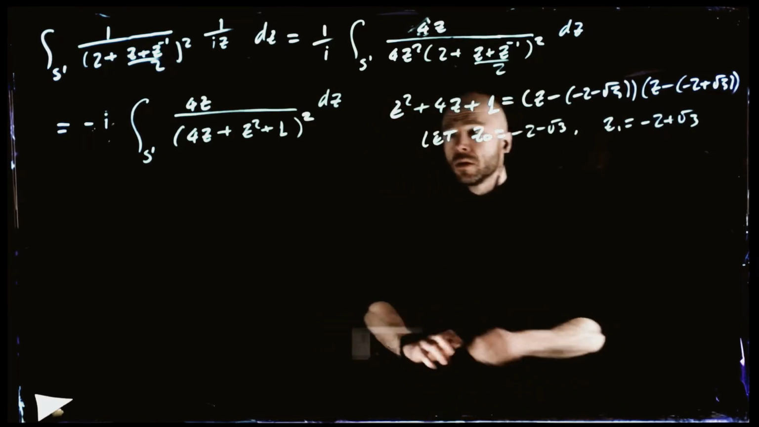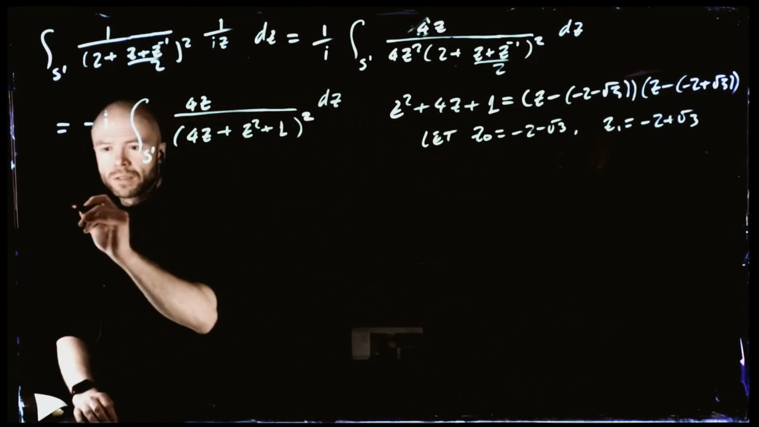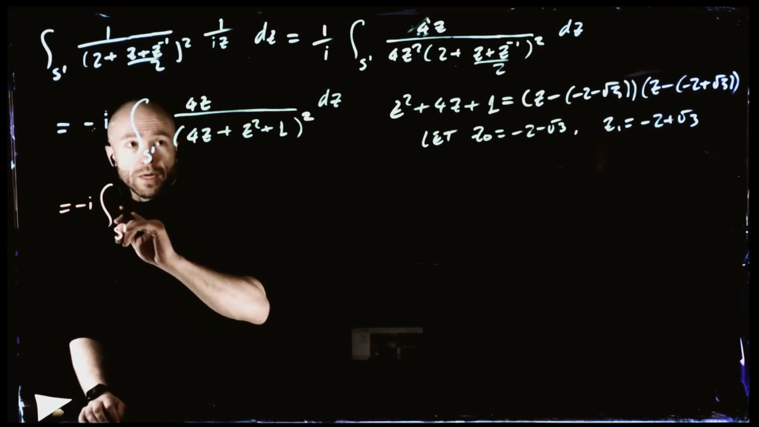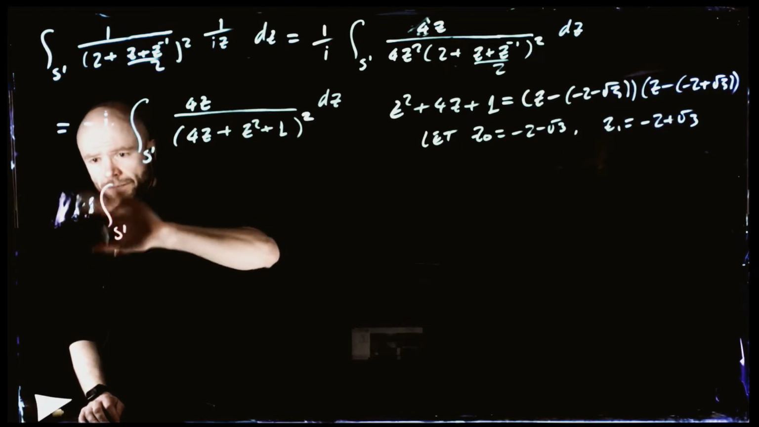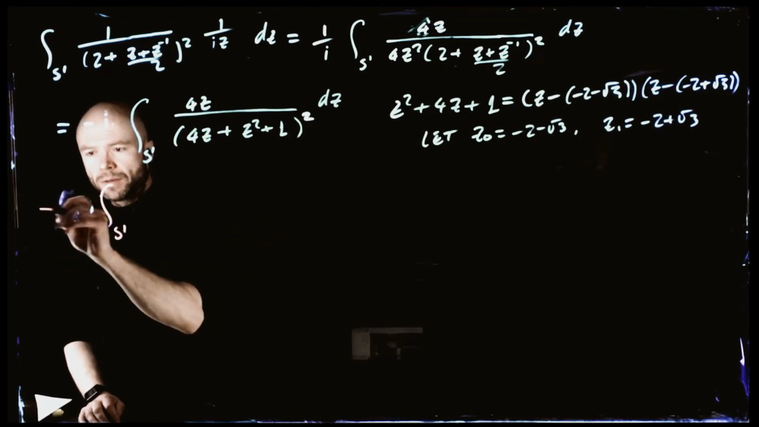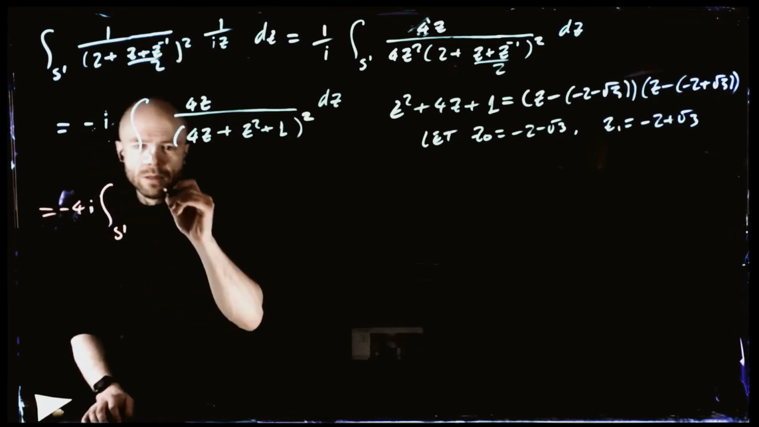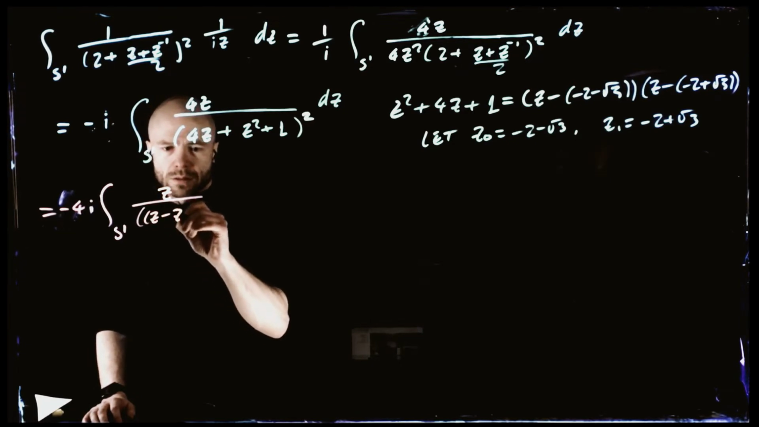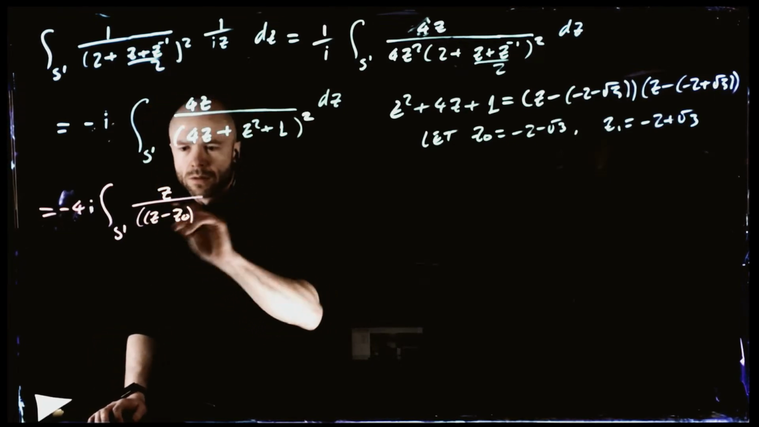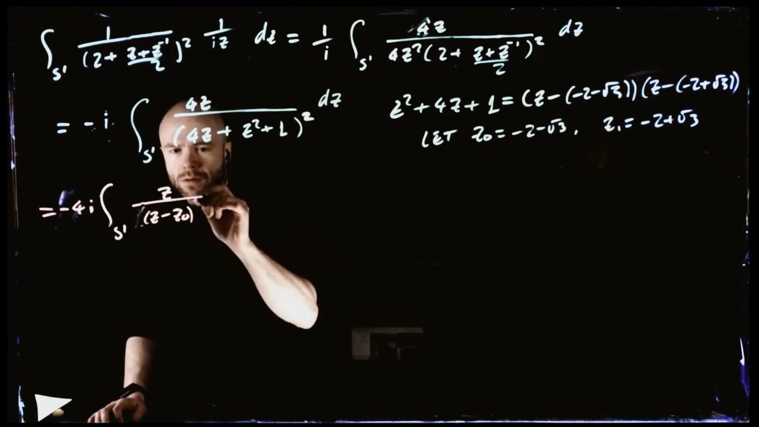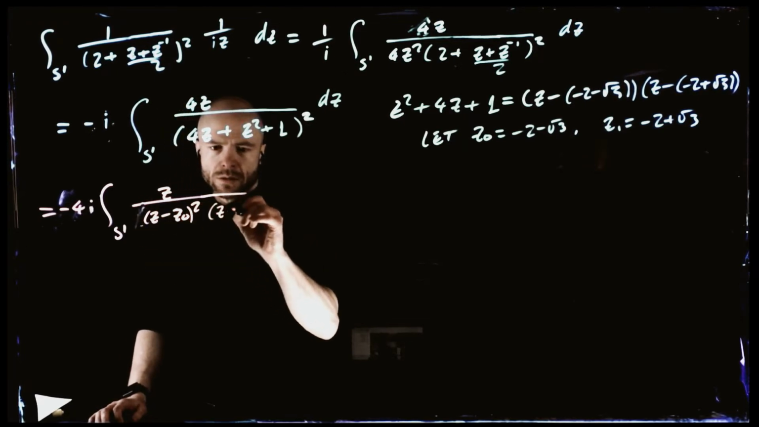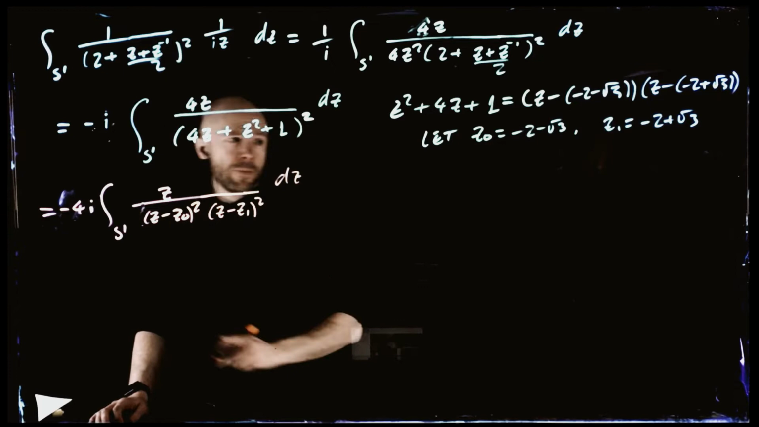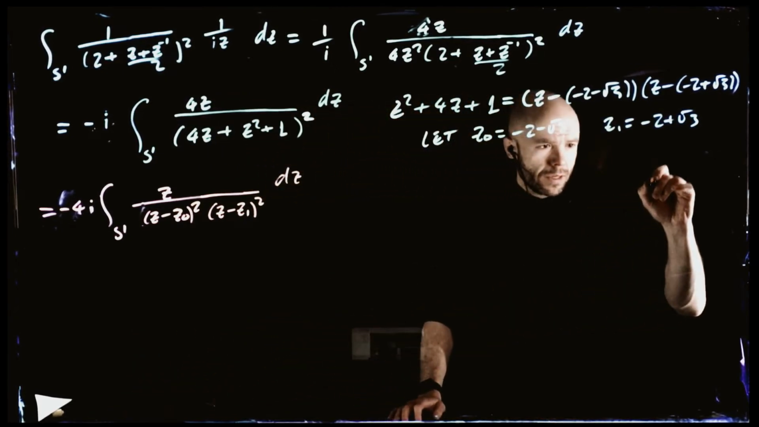And then we can rewrite this guy as minus i, the integral around the circle. Actually, now I want to take out the 4. Why not? So minus 4i, z over (z minus z0) squared (z minus z1) squared, dz. Yeah? And this is going around the circle, so let's draw a picture.